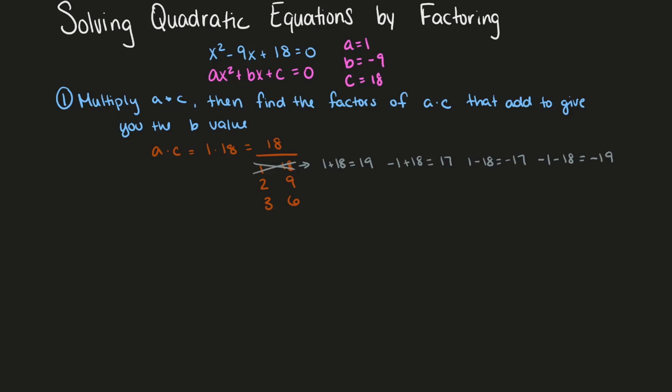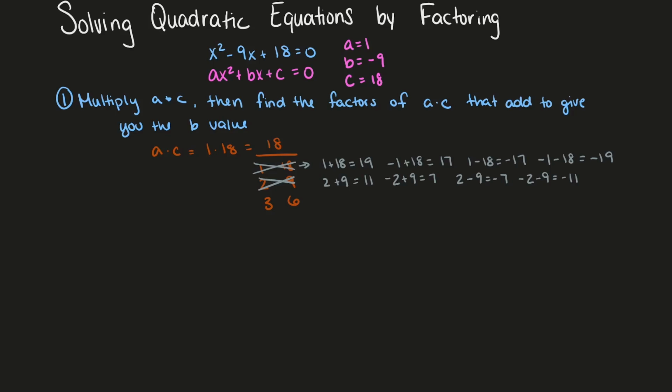Then we have 2 and 9. So 2 plus 9 equals 11. Negative 2 plus 9 equals 7. 2 minus 9 equals negative 7. And negative 2 minus 9 is negative 11. None of those factors add to give us negative 9, so it's not 2 and 9. It must be 3 and 6, but what combination of positive and negative do we need?